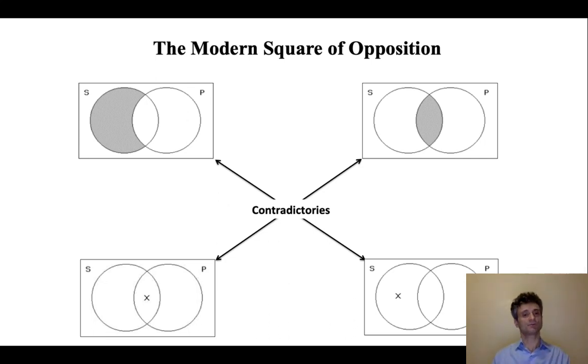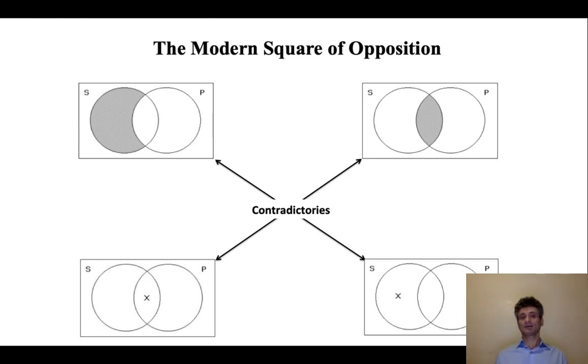Such a proposition, if I consider it as true, would be trivially true. There's nothing there to confirm its truth. Consequently, if I say that no Martians are blonde, according to the modern square of opposition, this is also true because there aren't any Martians that are blonde.